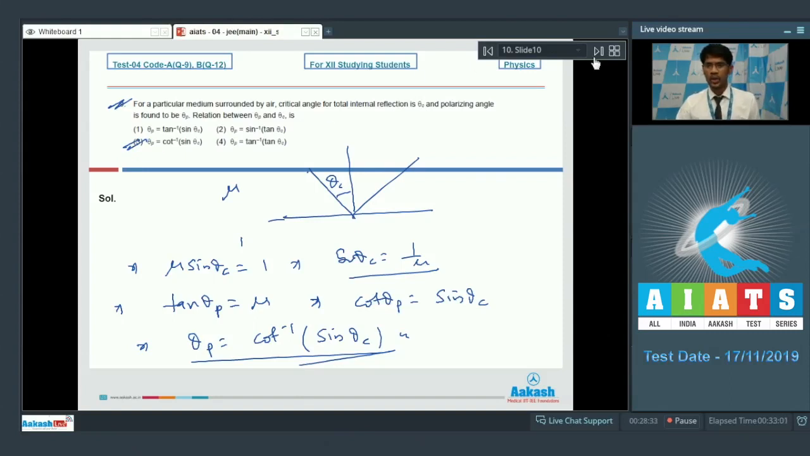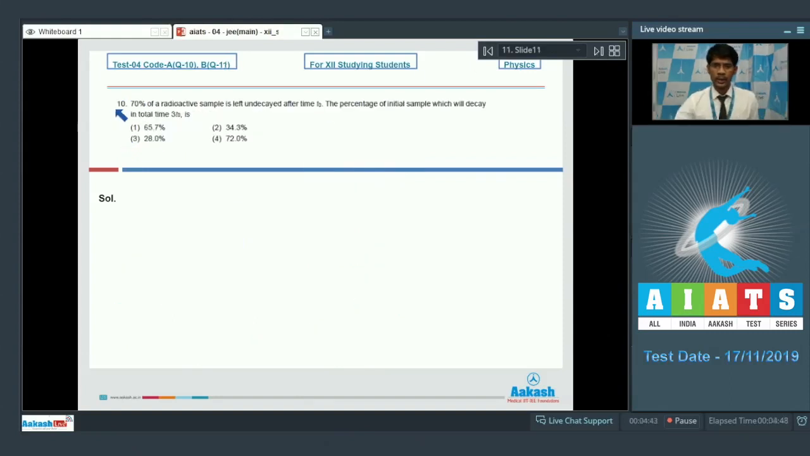Now let's see question number 10. Here in question number 10, 70% of a radioactive sample is left undecayed after time t0. The percentage of initial sample which will decay in total time of 3 t0 is? We know the law of radioactive decay, that N is equal to N naught e to the power minus lambda t. This part will tell you about the total active nuclei at any time. This was the active nuclei initially.